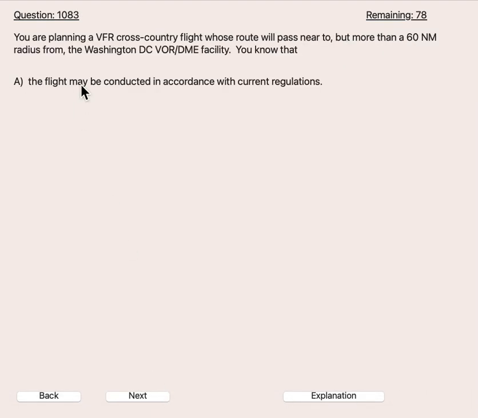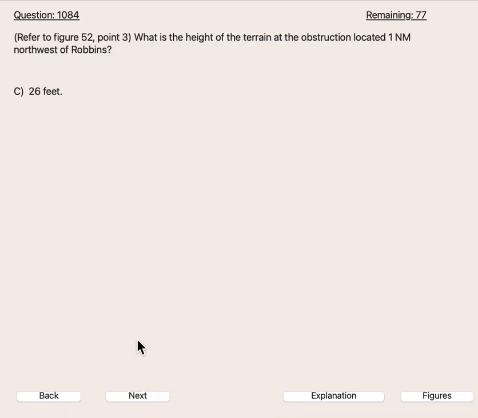You were planning a VFR cross-country flight that'll pass near to but not more than 60 nautical miles radius from the Washington VOR. You know that the flight may be conducted in accordance with current regulations. So I guess there's special rules around this Washington, D.C. VOR, so you just need to know that there could be special regulations.